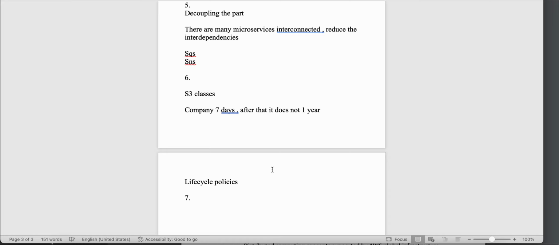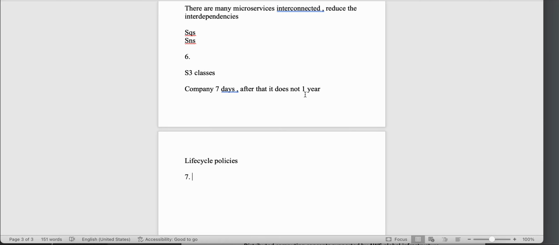And moving to the next part, there was a question where a company needs to migrate its database to AWS, and it needs high availability across regions. This is the main gist of the question.